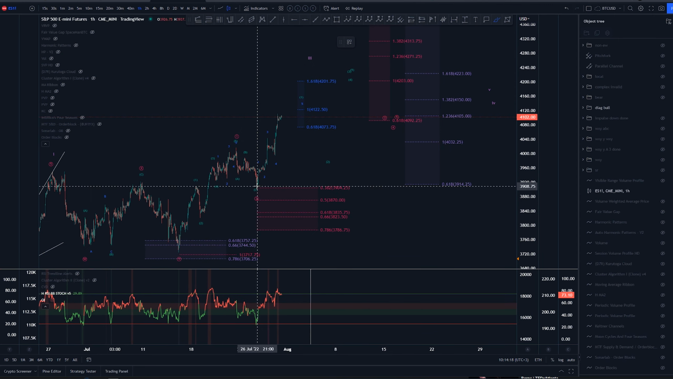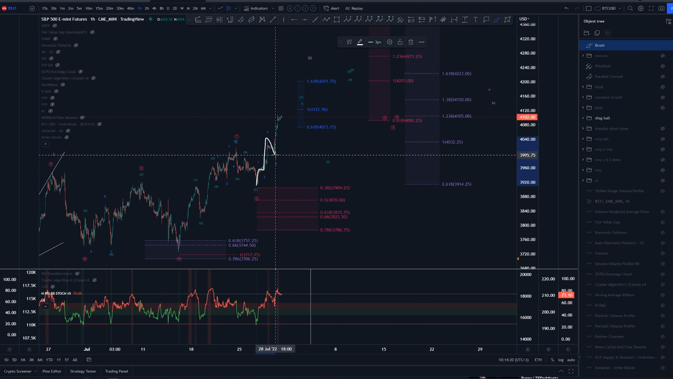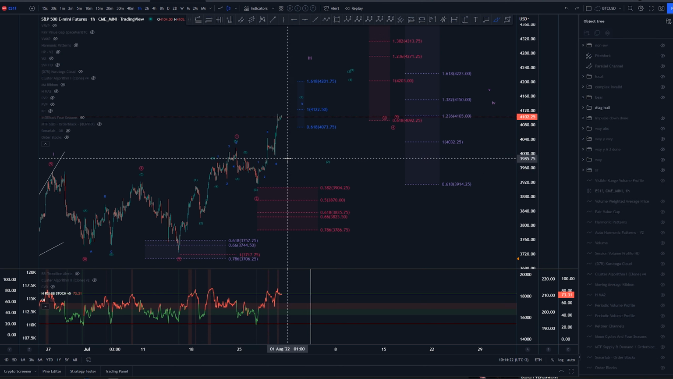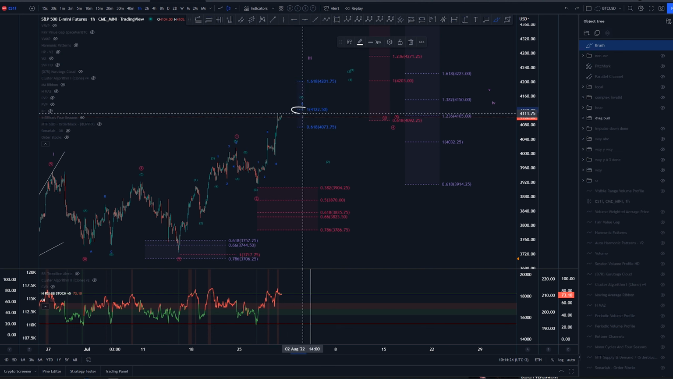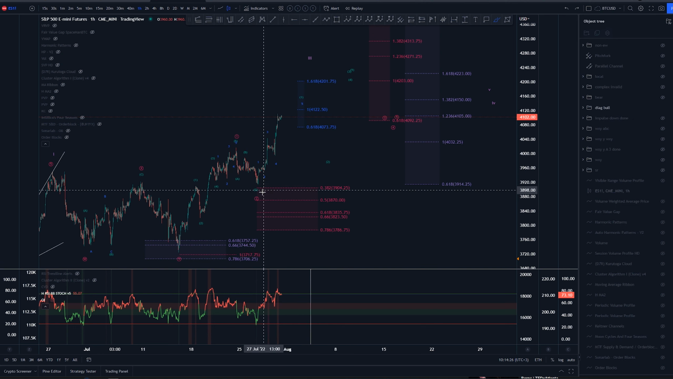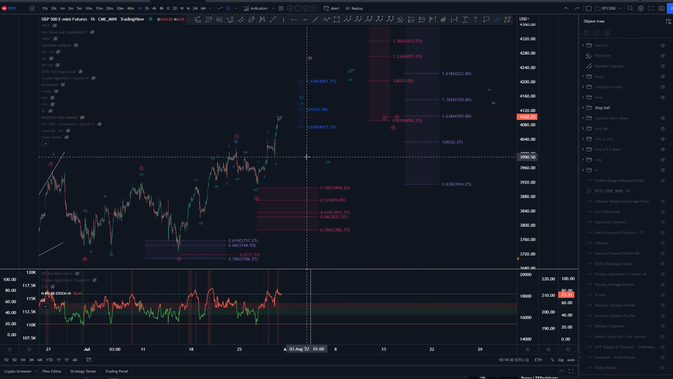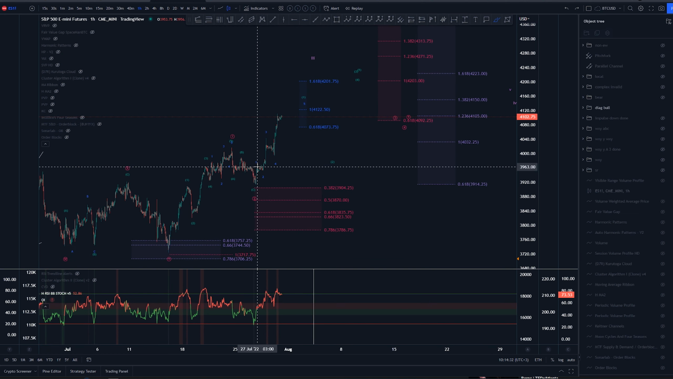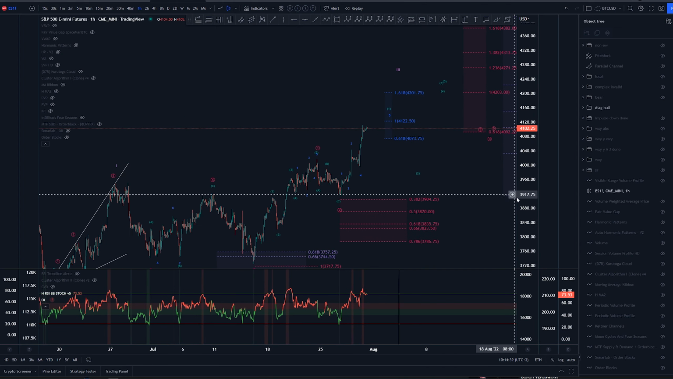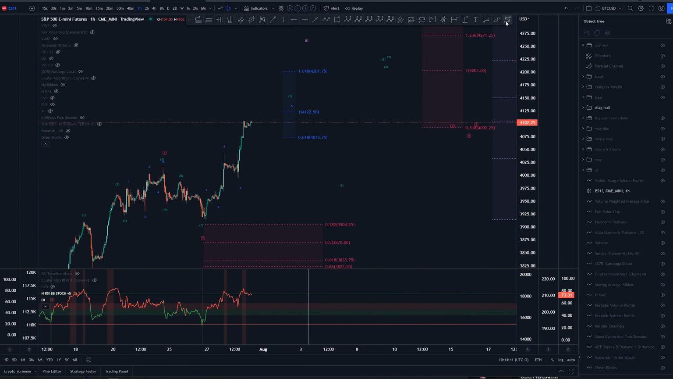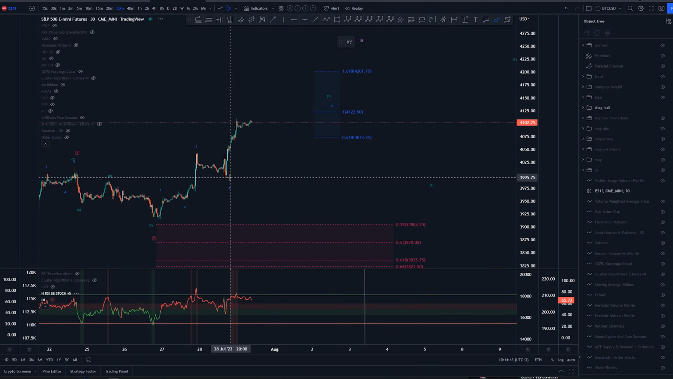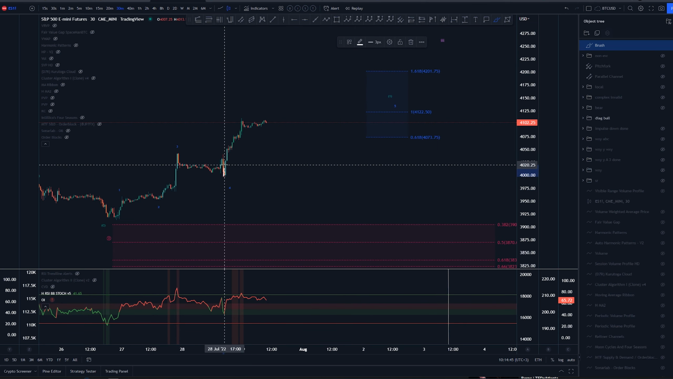But at the moment I've labeled this as a 1, 2, 3, 4 and possible 5 coming up. These targets, 1-to-1 extension here of this 0 to 3 move, as we don't really see too large of a move here for the third wave compared to wave 1. So we could be looking at an extension here on the 5th, which definitely could be something that we are looking at here.